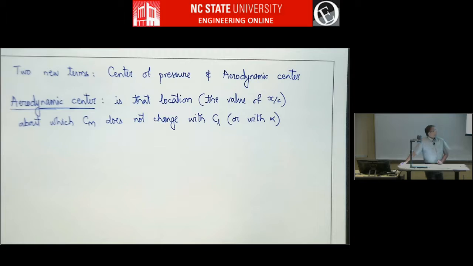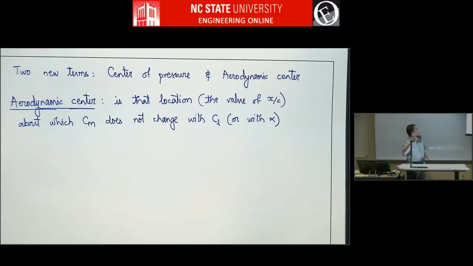Okay, so by definition, the aerodynamic center is that location about which pitching moment coefficient does not change with lift coefficient. And for pre-stall conditions, for most airfoils, CL and alpha have a linear relationship. So we can also say that it's that location about which Cm does not change with alpha. For most practical purposes, these two are the same until you go to stall and beyond.